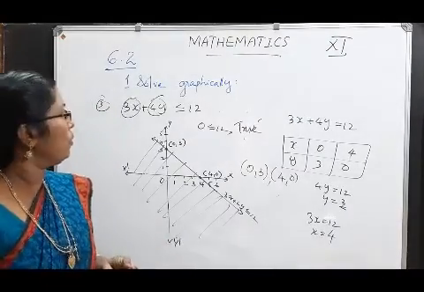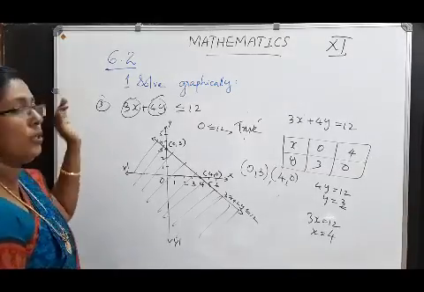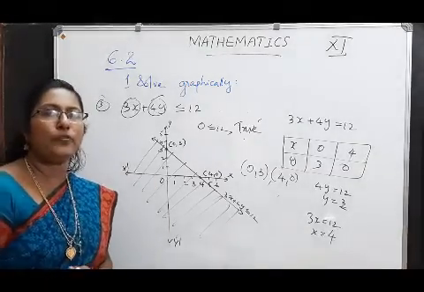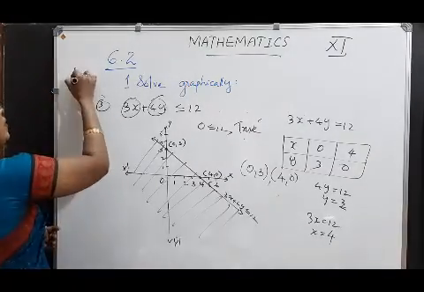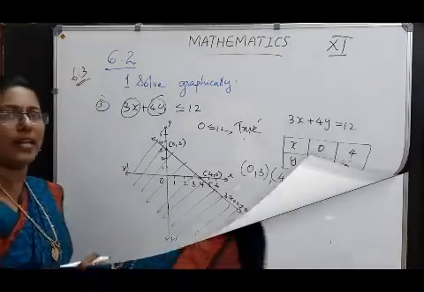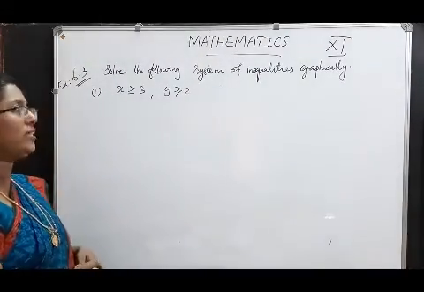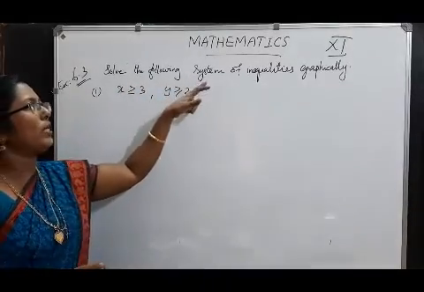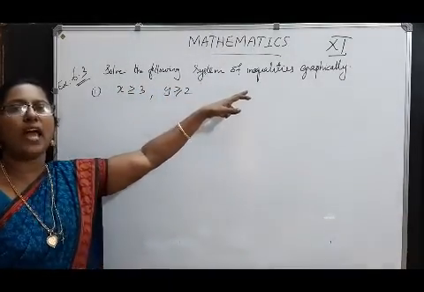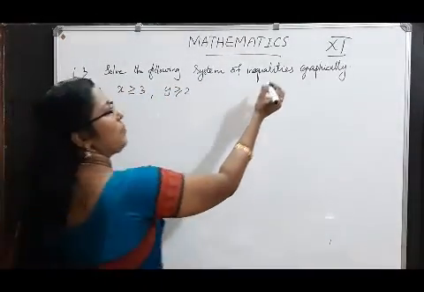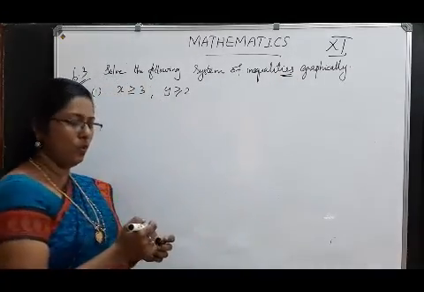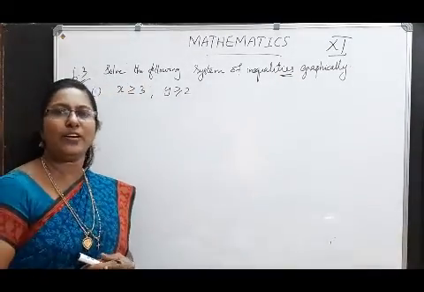A few more questions in exercise 6.2, that is your homework. Then we can move to exercise 6.3. Exercise 6.3: solve the following system of inequalities graphically. Here, system of inequalities is in plural form, so a question consists of more than one inequality.